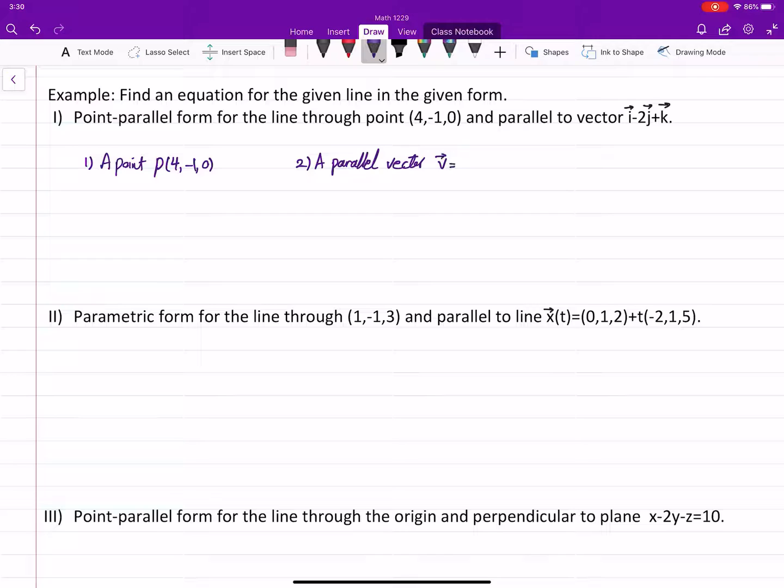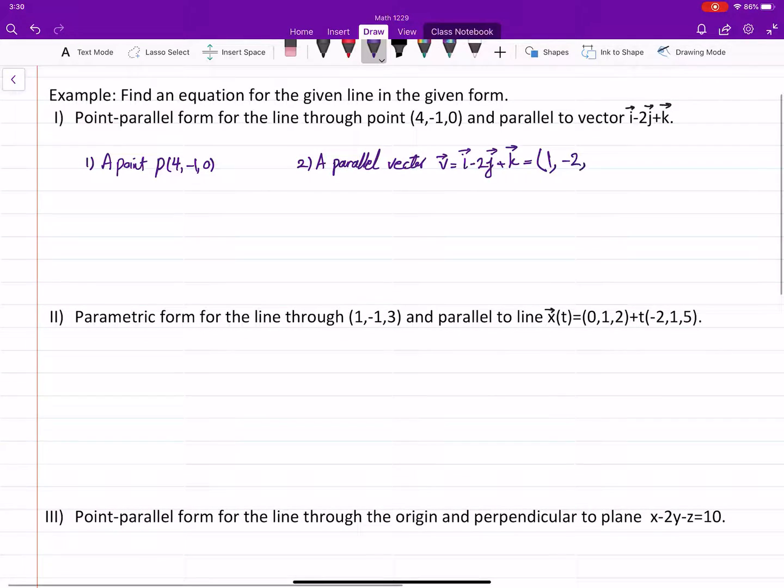In this case, the parallel vector is given in ijk form, but we can turn it into vector form. The coefficient of i, 1, is the first component; the coefficient of j, -2, is the second component; the coefficient of k, 1, is the third component. When you have P and v, the point-parallel form is just P plus tv. In this case it is (4, -1, 0) plus t times (1, -2, 1).